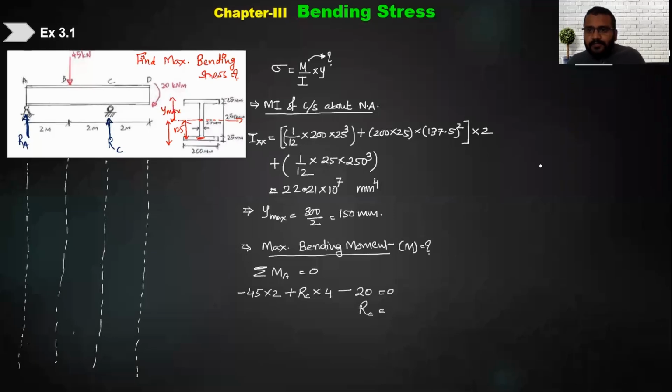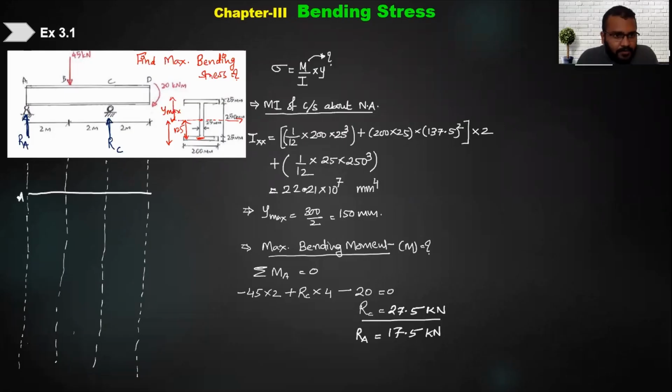So what is your RC? 27.5 kilonewton. RC you got. From RC, now can you tell me what is RA? 17.5, because the total should be equal to 45. RA is 17.5 kilonewton. Once you know these two values, now can you draw SFD? Yes sir. Draw directly.